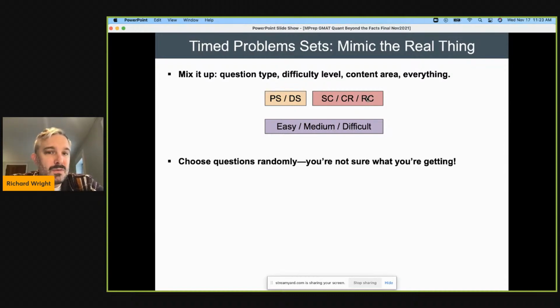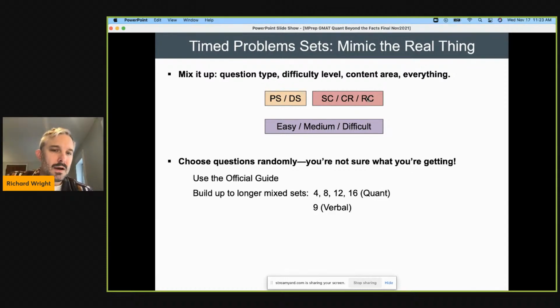You want to choose your questions randomly so that you're not exactly sure what you're getting. Now, if you want to focus on a particular subject matter in order to boost your abilities in that subject matter, that's fine. That's a good form of practice. But you also want to be doing a fair amount of just mixed sets where you don't know what to expect. You can start with 4 problem sets for quant and then build up towards 16. And 9 problem verbal sets is a good metric.